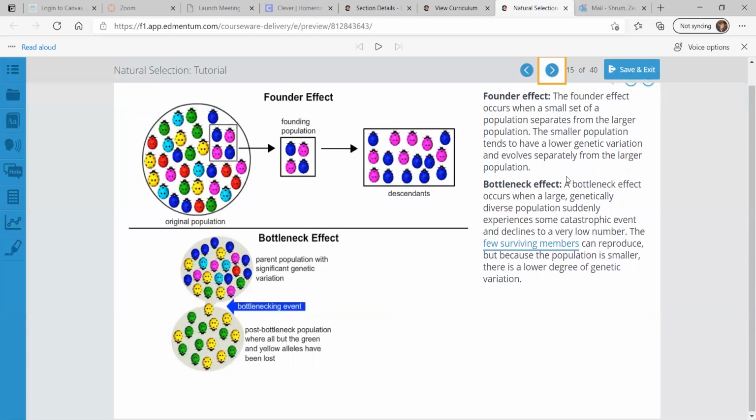Now, the bottleneck effect occurs when a large genetically diverse population suddenly experiences some catastrophic event and declines to a very low number. The few surviving members can reproduce, but because the population is smaller, there is a lower degree of genetic variation.